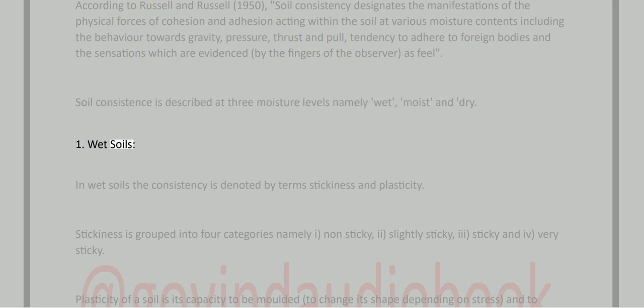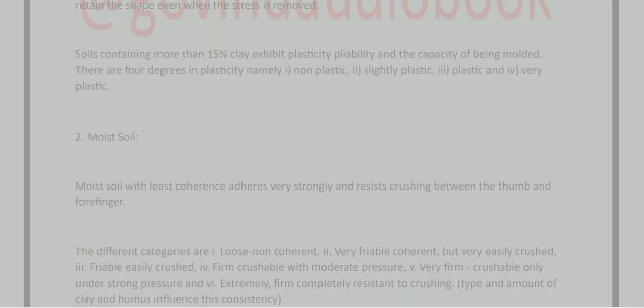1. Wet soils. In wet soils the consistency is denoted by the terms stickiness and plasticity. Stickiness is grouped into 4 categories, namely 1, non-sticky, 2, slightly sticky, 3, sticky and 4, very sticky. Plasticity of a soil is its capacity to be molded, to change its shape depending on stress, and to retain the shape even when the stress is removed. Soils containing more than 15% clay exhibit plasticity, pliability and the capacity of being molded. There are 4 degrees in plasticity, namely 1, non-plastic, 2, slightly plastic, 3, plastic and 4, very plastic.